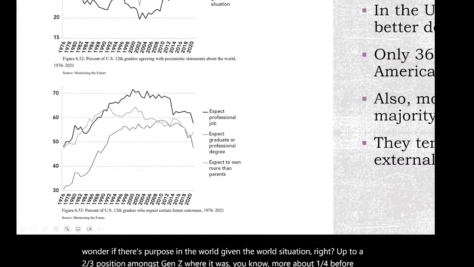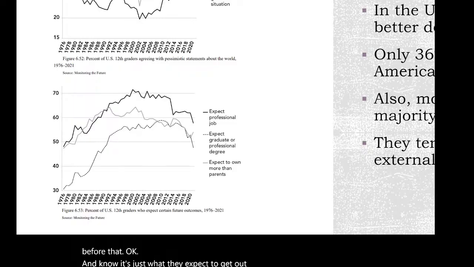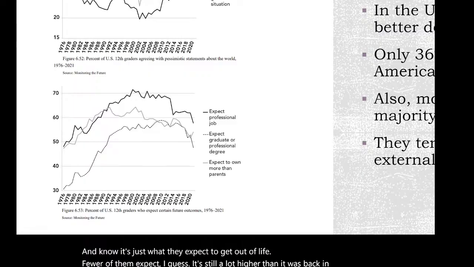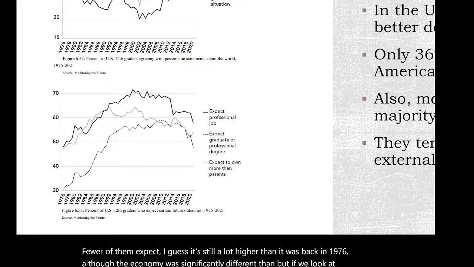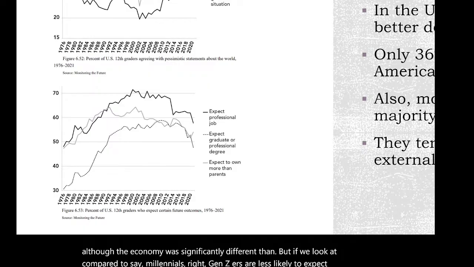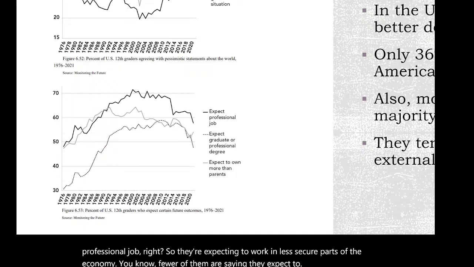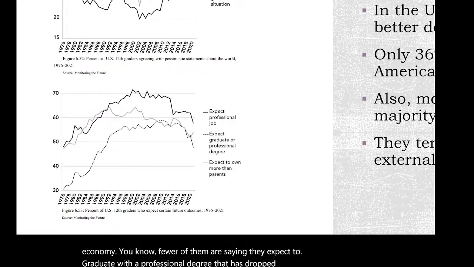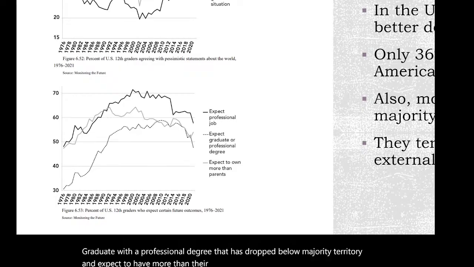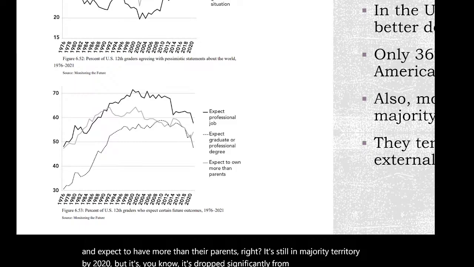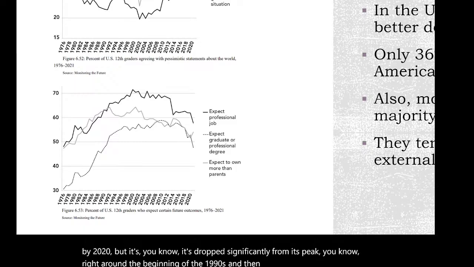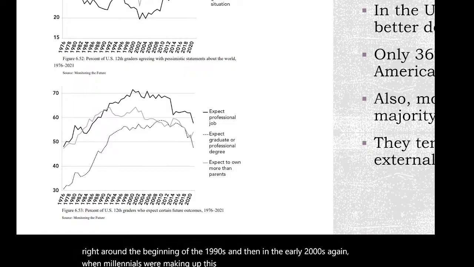Okay. And it's just what they expect to get out of life. I guess it's still a lot higher than it was back in 1976, although the economy was significantly different then. But compared to, say, millennials, Gen Zers are less likely to expect a professional job. So they're expecting to work in less secure parts of the economy. Fewer of them are saying they expect to graduate with a professional degree. That has dropped below majority territory. And expecting to have more than their parents is still in majority territory by 2020, but it's dropped significantly from its peak right around the beginning of the 1990s. And then in the early 2000s, when millennials were making up this part of the sample, they expected to earn more than their parents. Gen Z increasingly doesn't.